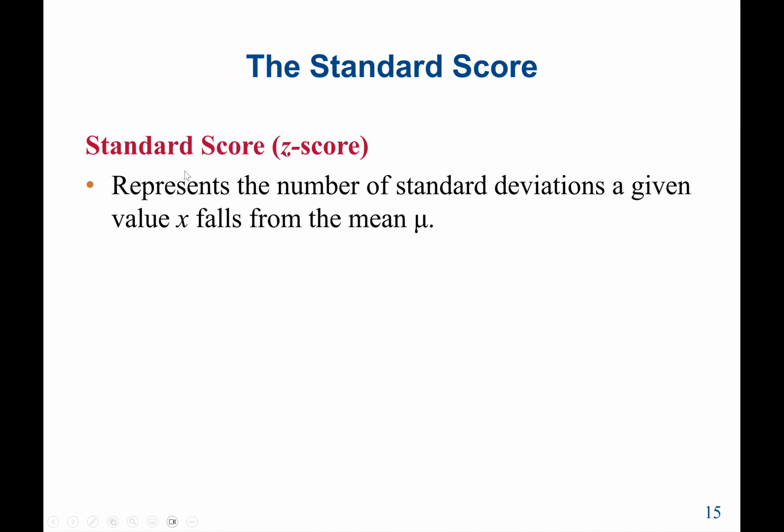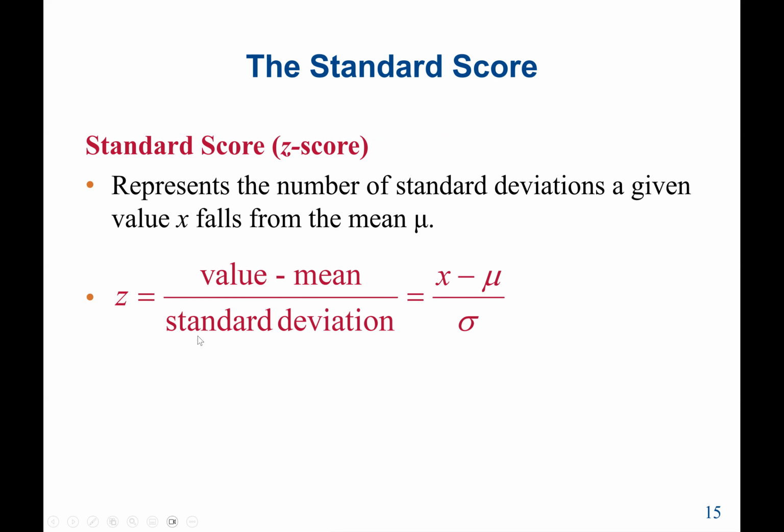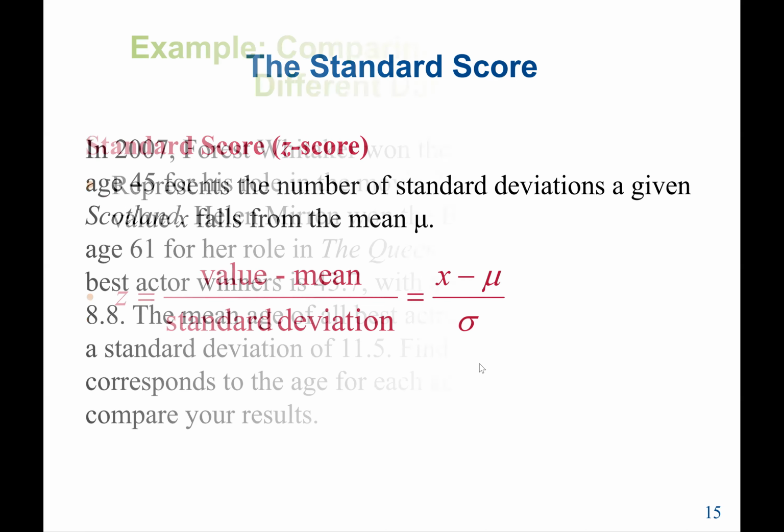Next, we are going to learn how to find the standard score, which we normally call the Z-score. The Z-score represents the number of standard deviations a given value X falls from the mean. That's why the Z-score formula is always X minus the mean divided by the standard deviation. So it will be X minus mu over the standard deviation.